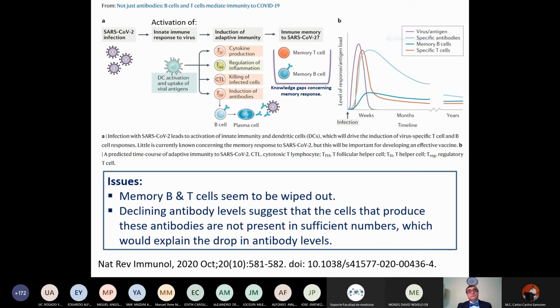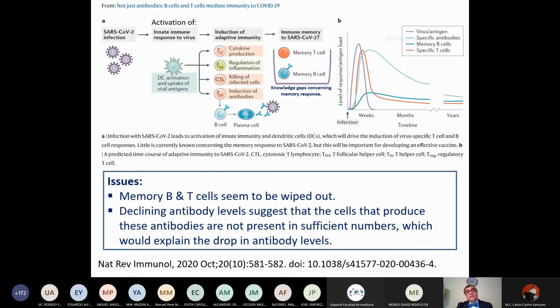So here, this is a British study entitled Not Just Antibodies: B Cells and T Cells Are Important, okay? So you can see that there's activation following the entry of the virus and receptor-to-receptor interaction. There's activation of the innate response, and that leads to induction of the adaptive response. But keep in mind, activation is also associated with activation of dendritic cells.